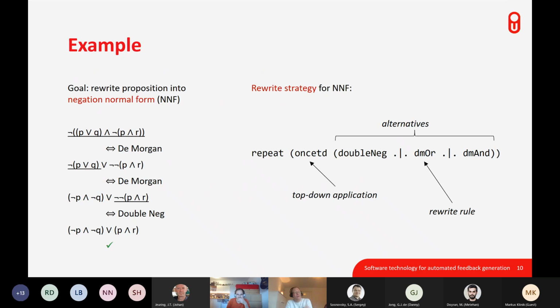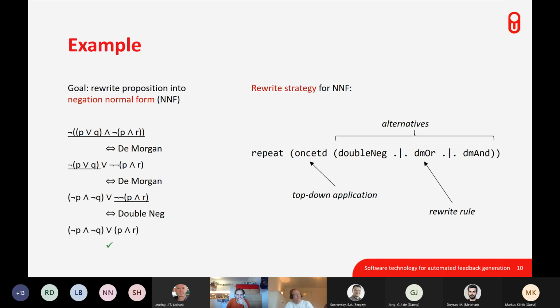For these kinds of tasks, you can write a rewrite strategy in our strategy language. And this would look like the expression that I wrote down on the right-hand side. In this case, there are 3 rules that you can apply: double negation, De Morgan OR, and De Morgan AND laws. And you can compose these 3 rules with the OR combinator, which is denoted by a vertical bar surrounded by 2 dots. This denotes alternatives. You can choose between the 3 rules.